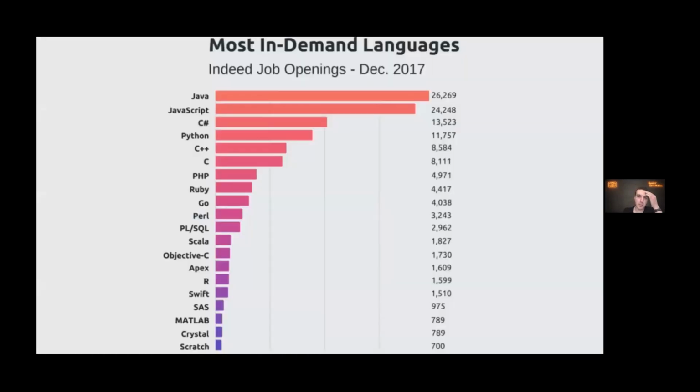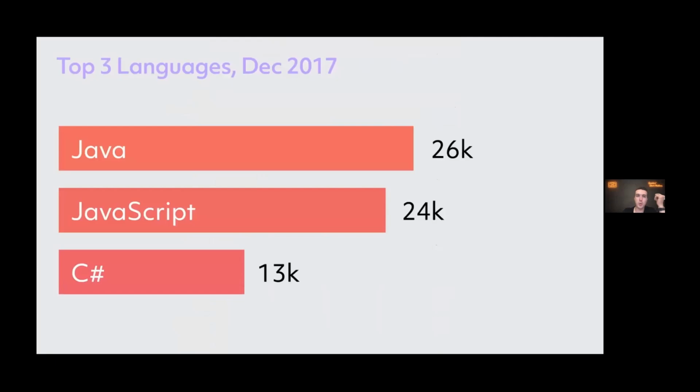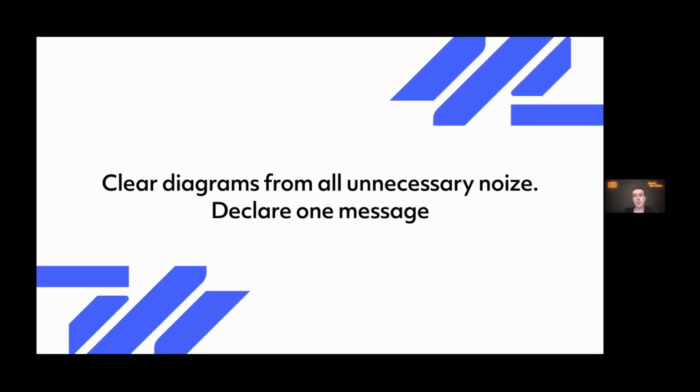This is an example of most in-demand languages, and it's hard to show this diagram in a presentation because the audience needs to read a lot of data, and your idea is basically much simpler than showing a lot of data. For example, you can just show the top 3, and this may look very bold and simple. So try to reduce all the noise, and only one message should be on your diagrams.